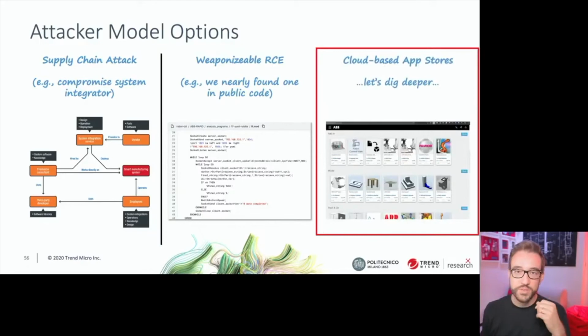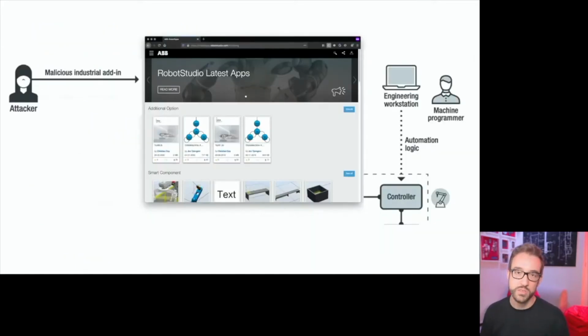And the third option brings back our App Store that we have seen at the beginning of our story. App stores distribute apps that will either run directly on the robot, or in the most common case, they run on the engineering workstation, which is used to produce software that will run on the robot controller. So it's one more step. Anyways, there is a chain from the attacker through the App Store to the robot.